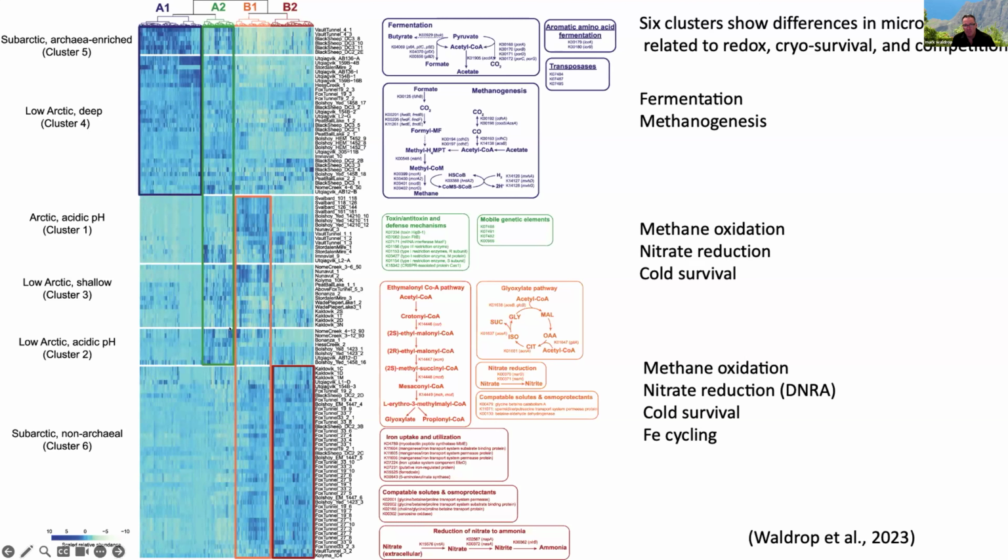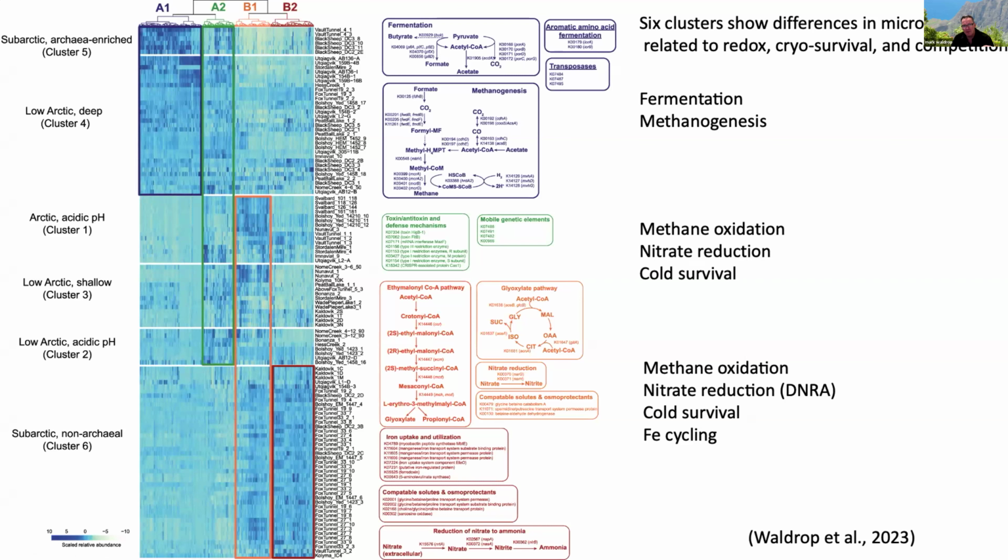We have several clusters in the middle, clusters 1, 2, and 3, that have a large abundance of functional genes related to methane oxidation, nitrate reduction that can produce NO2 or N2O, and cold survival. And then we have this one very large cluster that's primarily from the subarctic. That is the one thing that really distinguishes this from many of the others: the presence of iron reduction, which is becoming more and more interesting in Arctic permafrost studies right now.